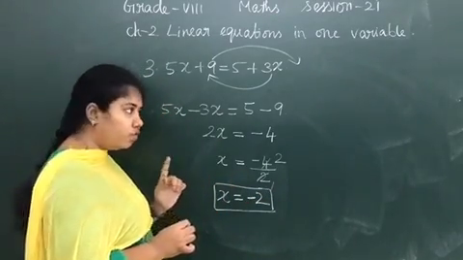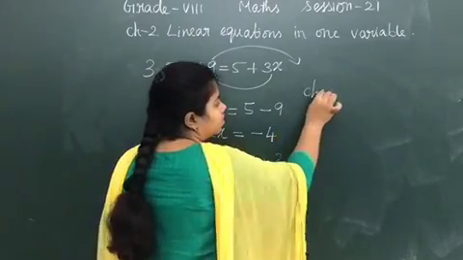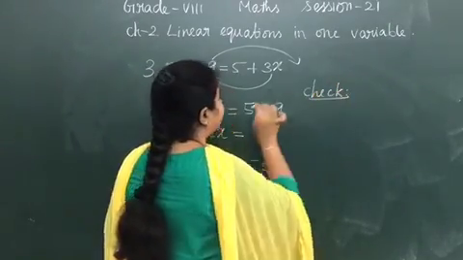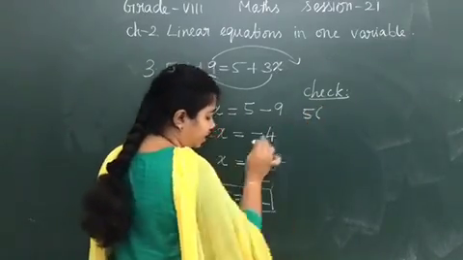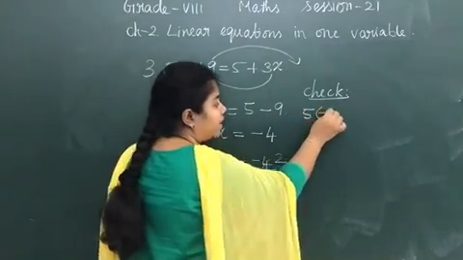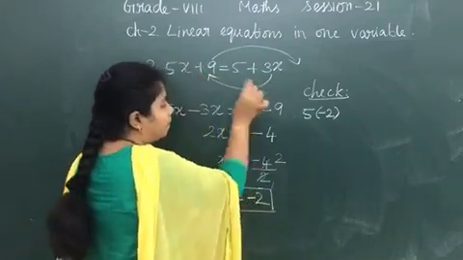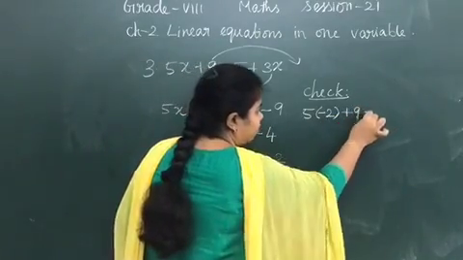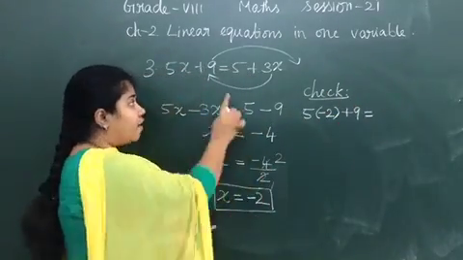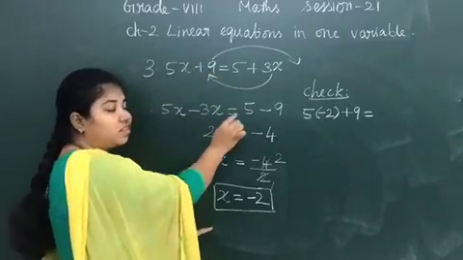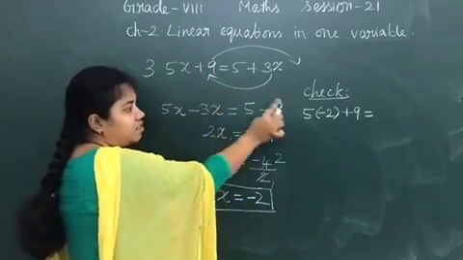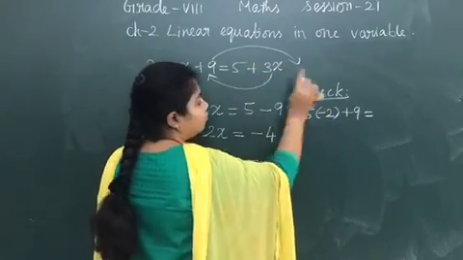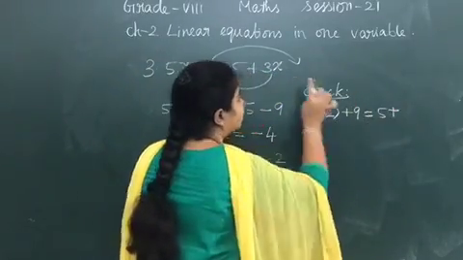Now what I have to do? Very good. Checking part. Check. Now 5x. What is the x value? Minus 2. 5 into minus 2 plus 9 is equal to. This x value you have to substitute in the question, not in this part. Okay. x value should be substituted in the question. 5x plus 9 is equal to 5 plus 3x.